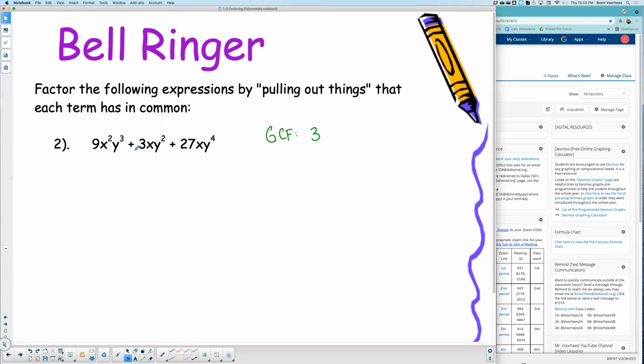Okay, what about the variables? They all have an x. And what about the y's? Would it just be y first? I hear some people saying y squared. Which one's accurate? y squared. They all have at least 2 powers.